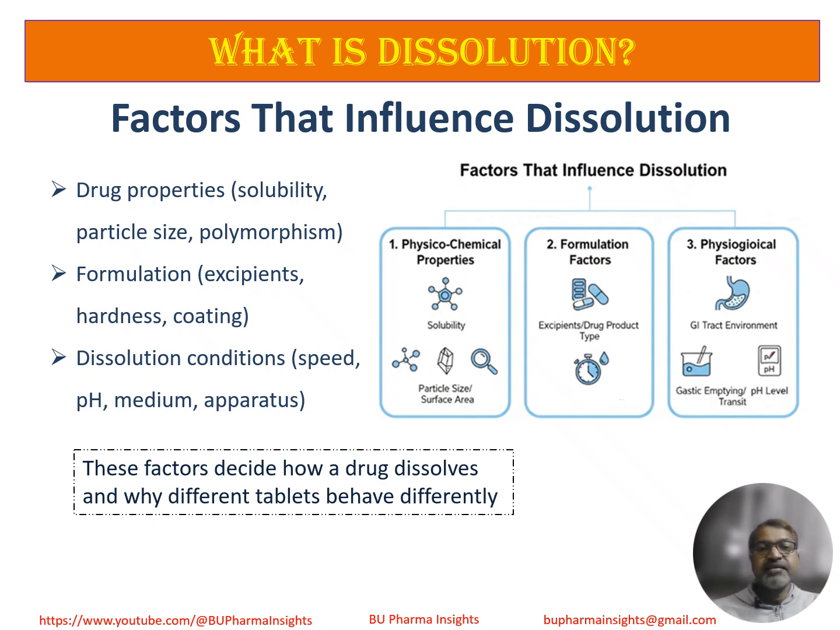Now, factors that influence dissolution. The rate and extent of dissolution depend on three categories of factors. First, drug properties such as solubility, particle size, and polymorphism. Second, formulation factors like excipients, tablet hardness, coating, and manufacturing process. And third, testing conditions such as pH of the medium, rotation speed, and type of apparatus used. These factors decide how a drug dissolves and why different tablets behave differently.